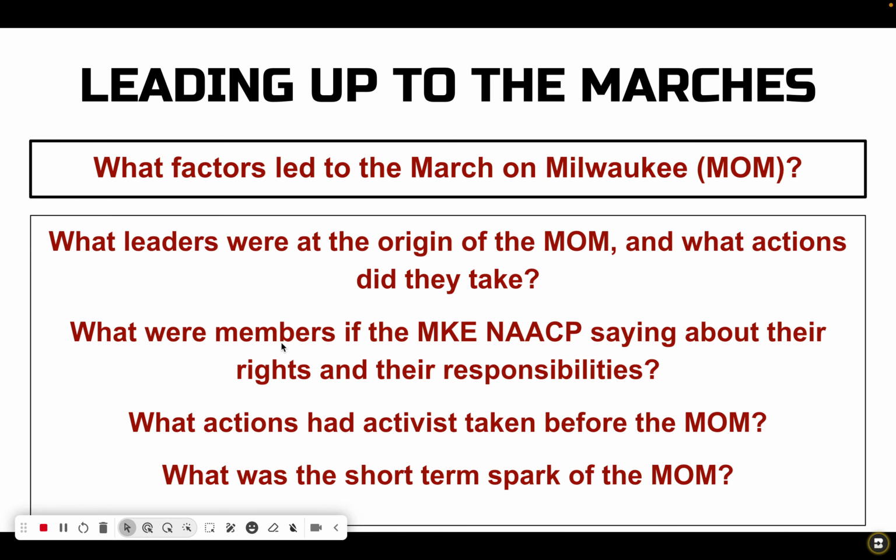Then I'm going to go to the causes or leading up to the marches, my big overview question. What factors led to the March on Milwaukee? Like, how did this thing happen? Then I'm going to ask some specific questions. What are some leaders? What actions did they take? I might even ask, what did they say? Primary sources. What were members of the Milwaukee NAACP saying about their rights and their responsibilities?